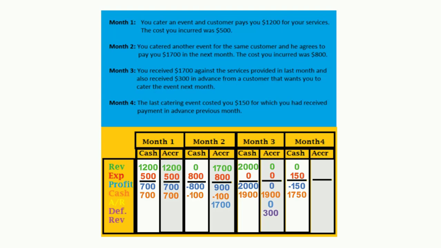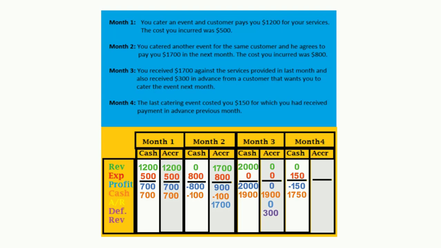But we didn't earn any revenue. That $300 was a kind of cash advance. So we put that right over here in deferred revenue. That's revenue that we're deferring to a future period. In the future, we will earn it. This is now a liability, because we are able to earn that revenue.